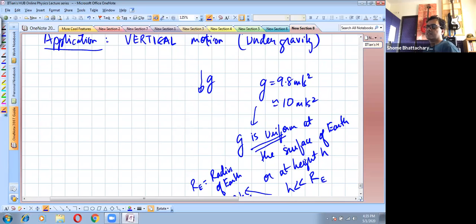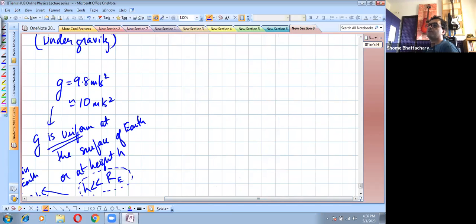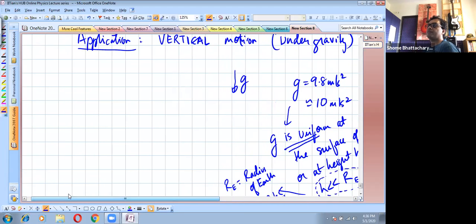Whereas yes, if you take an object to a height of let's say 3,000 kilometers, that's almost half the radius of the earth, then there's a significant change in the value of g. And we will study the formula of how to calculate the change in the value of acceleration due to gravity at a later stage when we study gravitation. But in these problems, we are always assuming that the height up to which we are making the body move, or from which we are dropping the body, is very small compared to the radius of the earth. Okay? So we are able to treat acceleration due to gravity as uniform.